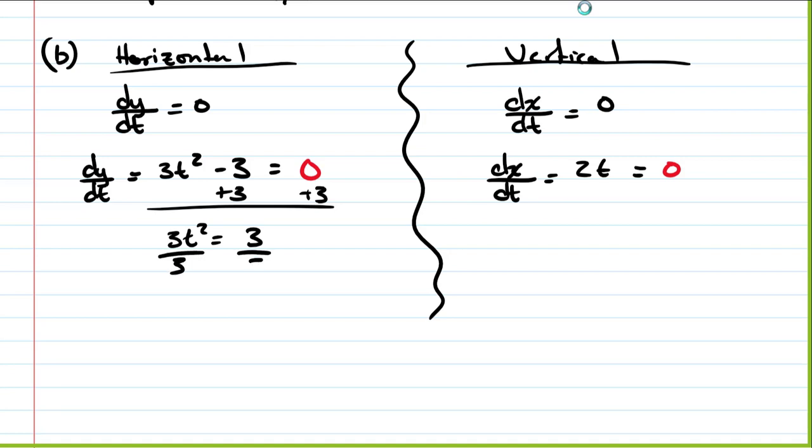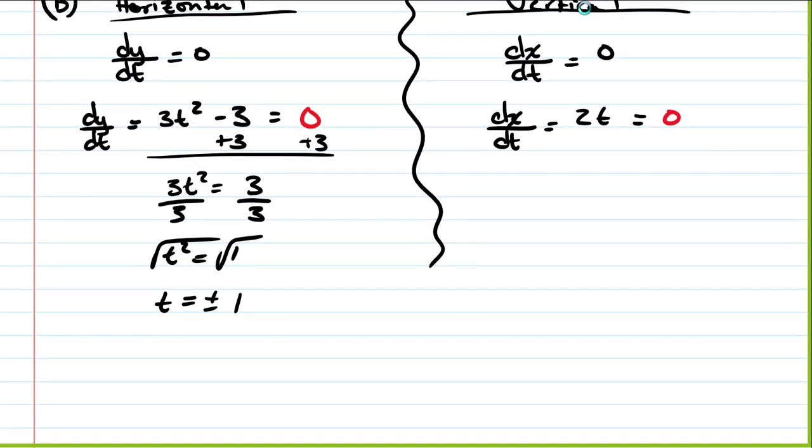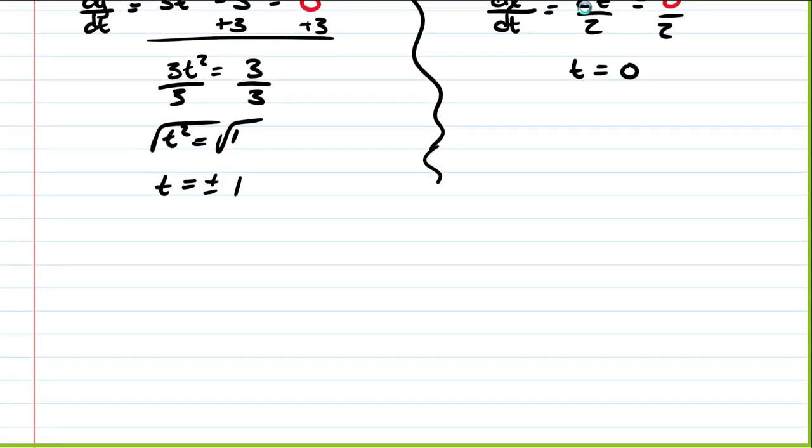Divide by 3, divide by 3. So t squared is equal to 1. Taking our square root, t equals plus or minus 1. So our graph is going to have a horizontal tangent when the parameter is positive 1 or negative 1. Similarly here, we divide by 2, divide by 2. We'll have a vertical tangent when t is equal to 0.